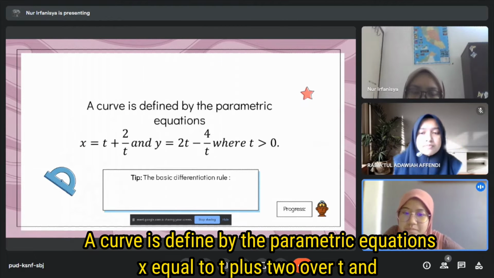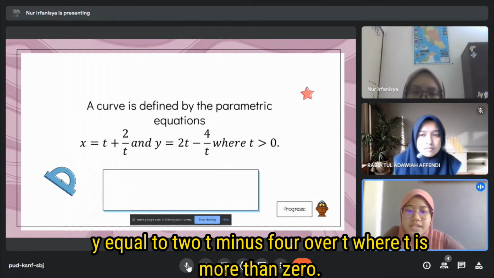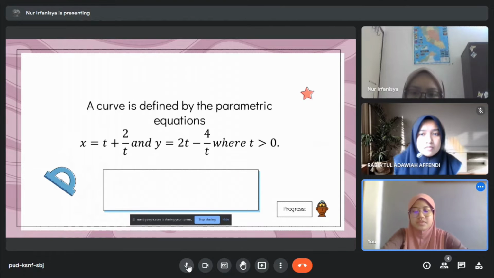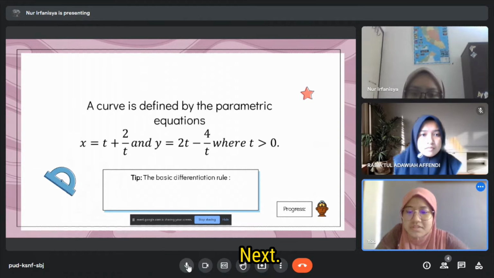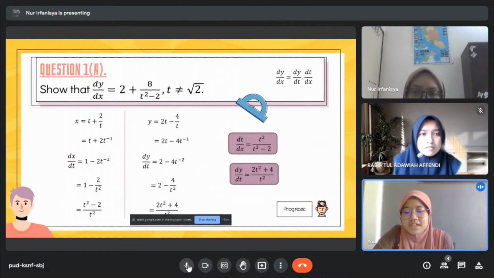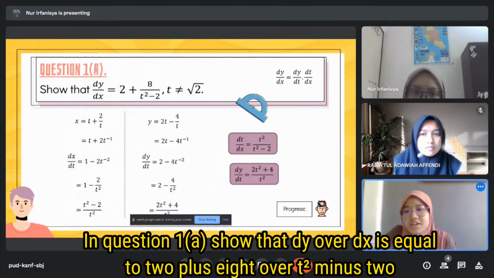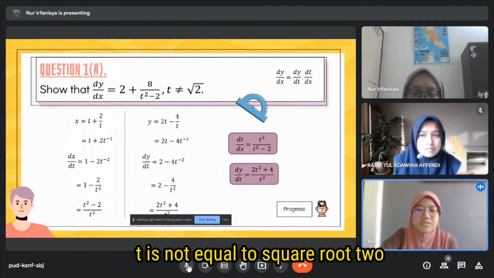A curve is defined by the parametric equations x equal to t plus 2 over t and y equal to 2t minus 4 over t, where t is more than 0. Okay. Next. In question 1a, show that dy over dx equal to 2 plus 8 over t square minus 2, where t is not equal to square root 2.